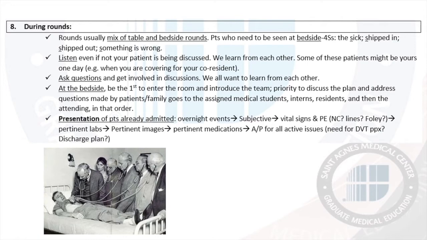So we mostly do bedside rounds, but sometimes we start by discussing all patients on table, also known as table rounds, and go and see select patients together. The patients I prefer to see together are those with what I call the 4 S's. Those who are sick, those who are shipped in, meaning newly admitted patients, those who are going to be shipped out, meaning they're about to be discharged, and those with diagnostic uncertainty, meaning those with something wrong going on.